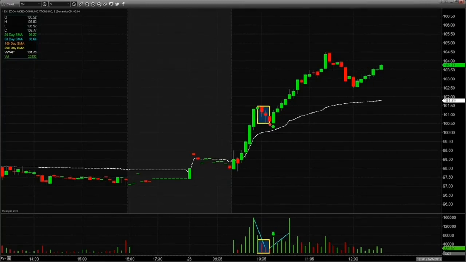Here's your first pullback or relief move. Look what happens to the volume down here. It's virtually nothing. So the sellers are very, very light on this, all right? It's decreasing. Every bar it's decreasing as you're pulling back.